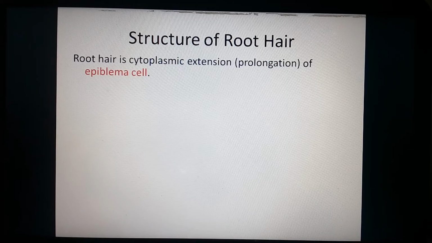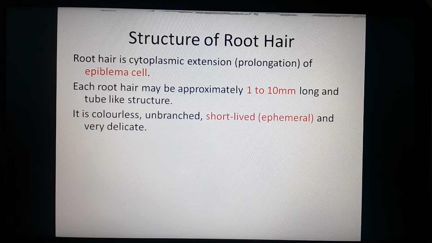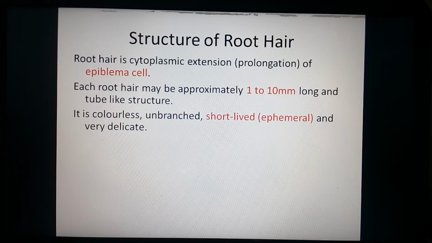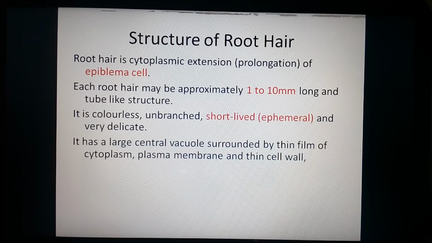Root hair is a cytoplasmic extension that arises from the epiblema cell. Each root hair may be approximately up to 10 mm in length. It is short-lived and unbranched, and as it is short-lived, it is called ephemeral in nature. The root hair shows a large central vacuole surrounded by a thin film of cytoplasm. This thin film of cytoplasm of the root hair is covered with the help of plasma membrane and cell wall.